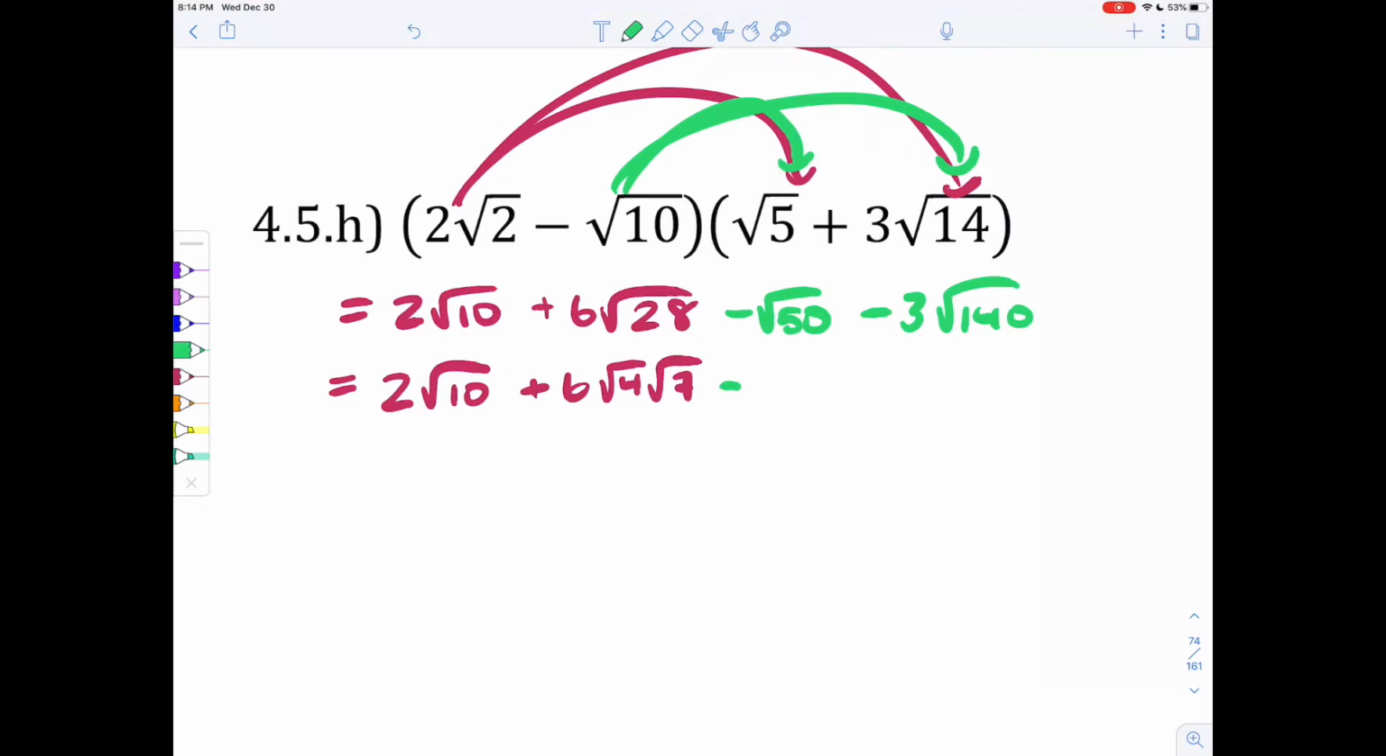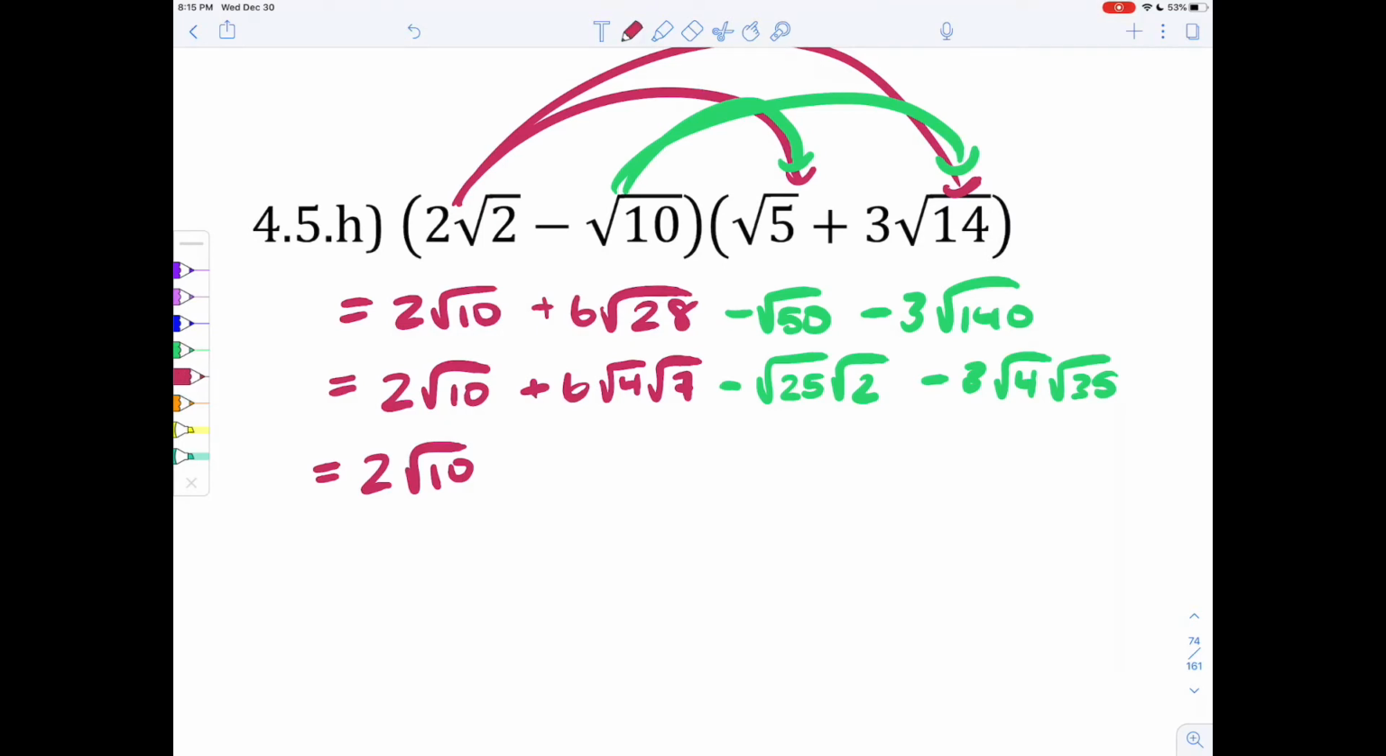Continuing on here, root 50. Ooh, I could rewrite that as root 25 and root 2. And the last one, let's see here. I know that 4 goes into 140, and if it's 2 times 70, then 4 times 35. And there we go. And now I can rewrite the ones that don't change.